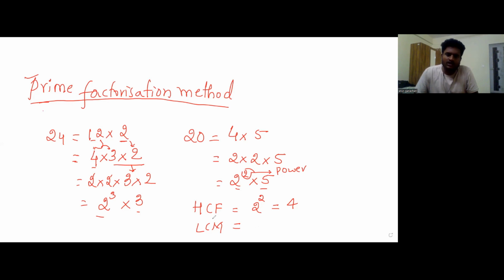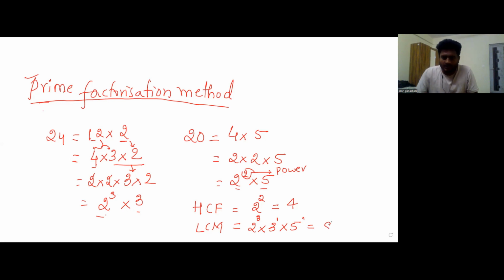How will you find LCM? For LCM we'll write all the numbers. Whatever is there, we'll write all the numbers. What are the numbers? 2 is there, 3 is there, and 5 is there. Now we'll select the highest power of each of them. What is the highest power of 2? 3. Yes or no? So we'll write it as 2 cube into 3. What is the highest power of 3? 1. 3 raised to 1. What is the highest power of 5? 5 raised to 1. So your LCM will be, what is 2 cube?